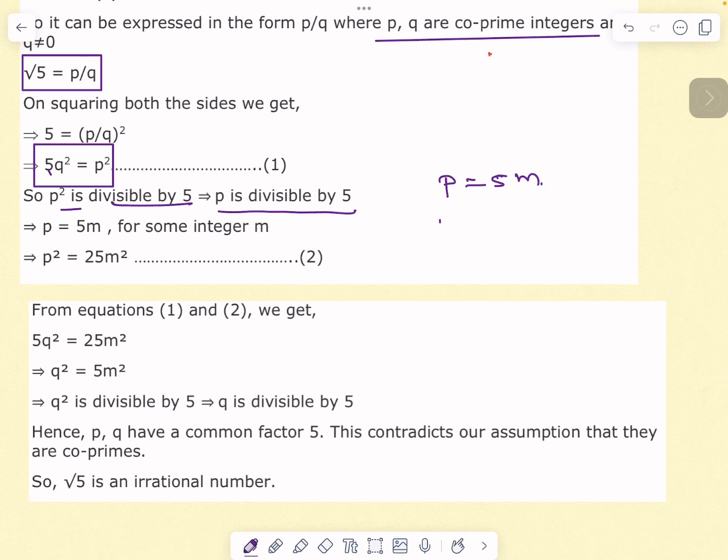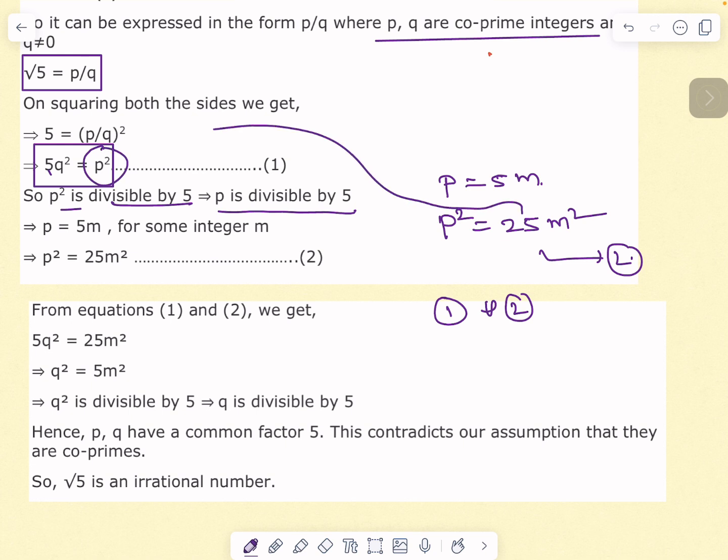On squaring both sides you will get p square equal to 25m square. Let us say this is equation number 2, and this is equation 1. From equation 1 and 2, what will you get? In the place of p square, just put the value here, that is 25 m square.